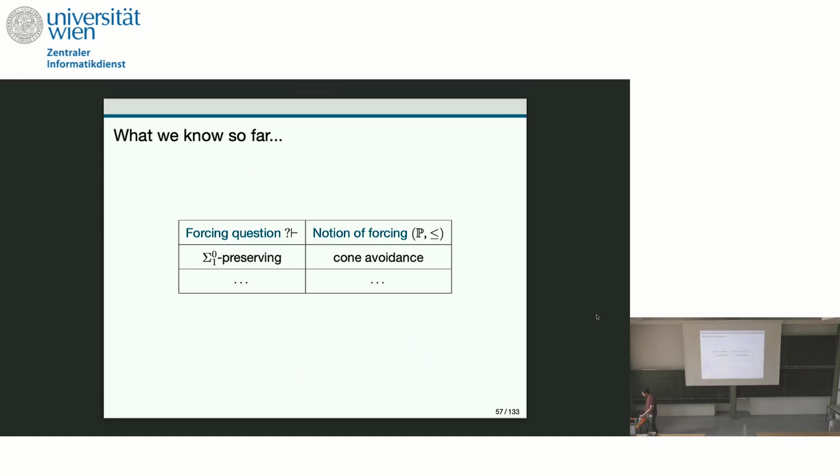So let's just summarize what we know so far. We have this definition of forcing question and notion of forcing, and we have this correspondence of saying, if you are Sigma^0_1 preserving, then you admit cone avoidance. Cone avoidance is in the sense that you can prove that if you are sufficiently generic, then you are not going to compute any fixed non-computable set. And I think that it's just time. So let's just stop now.